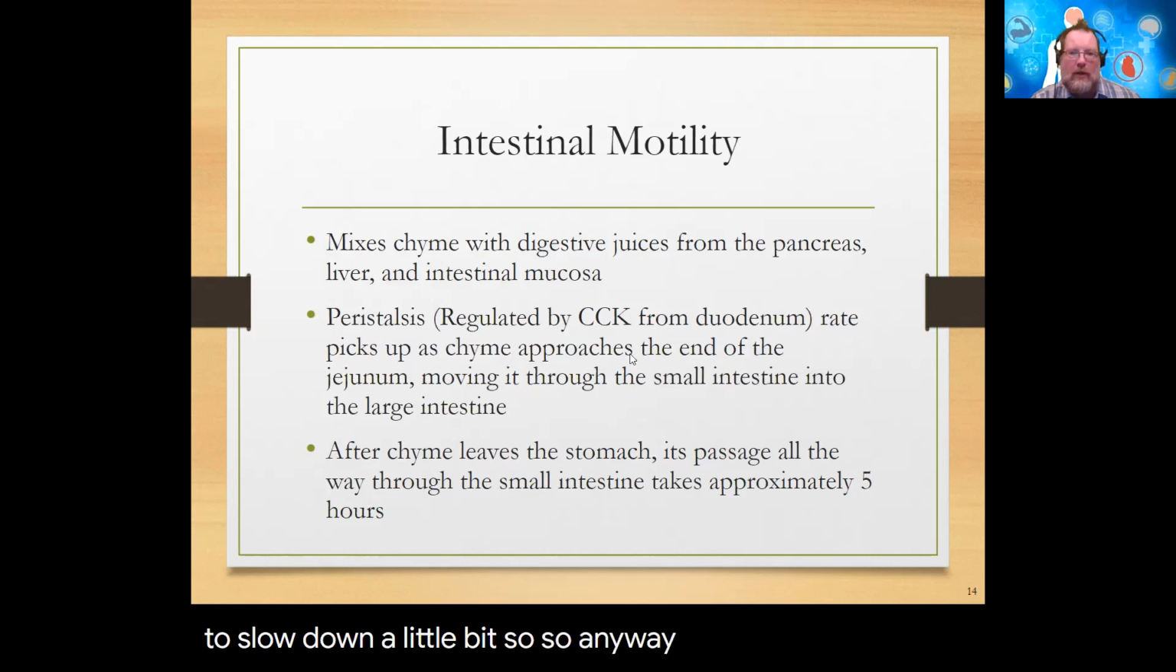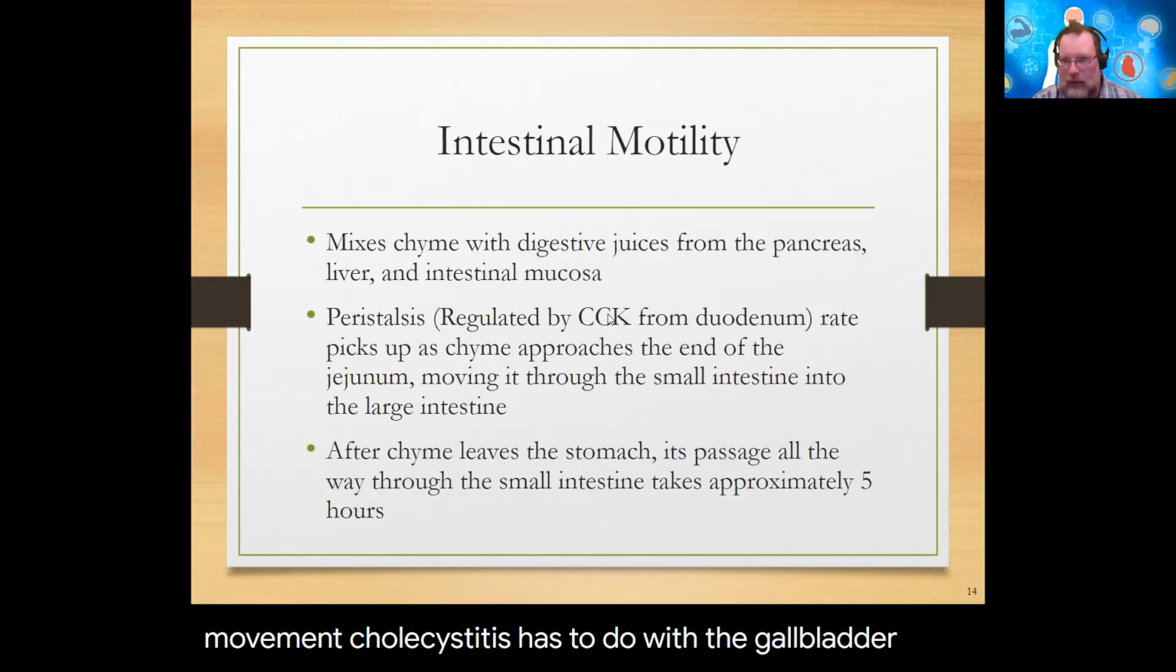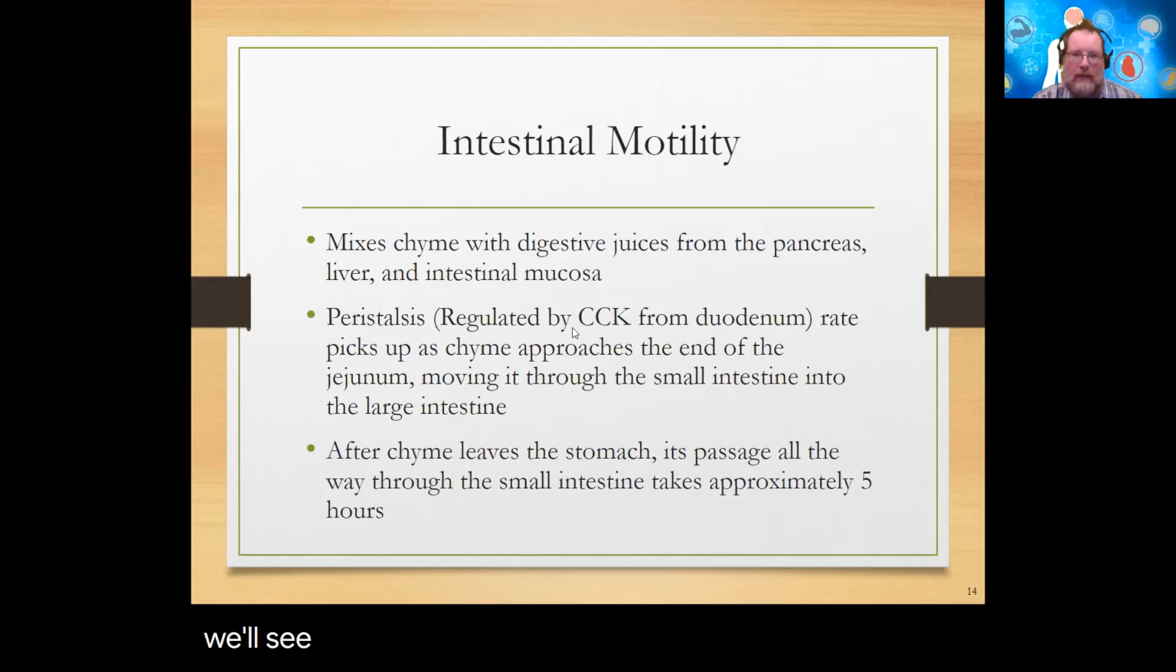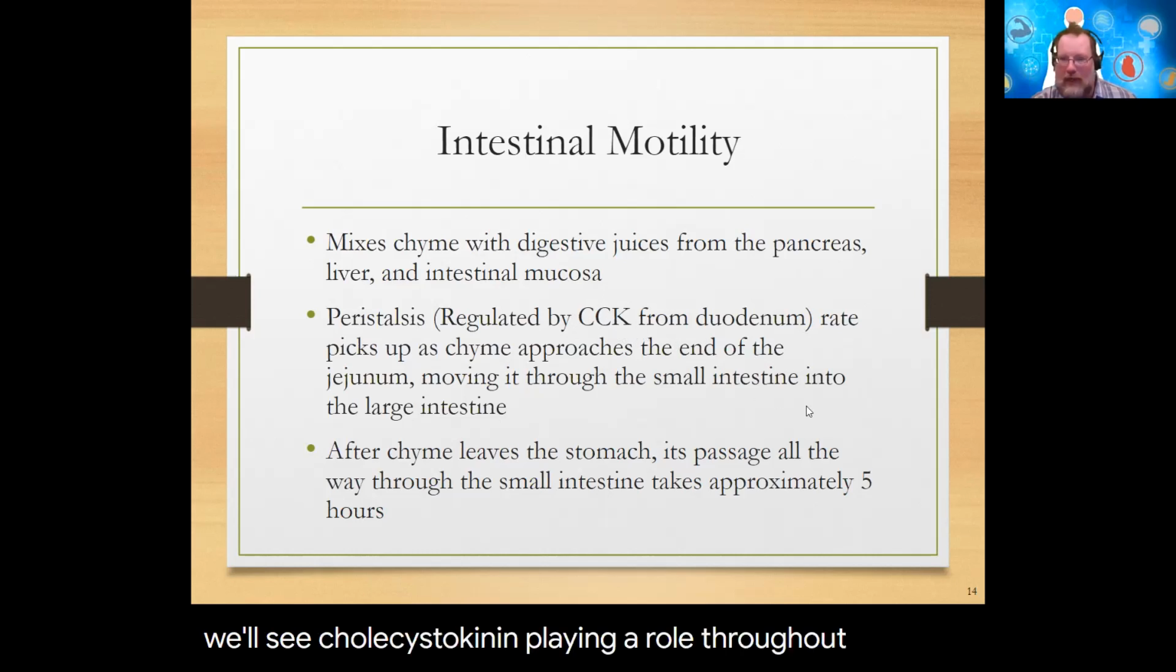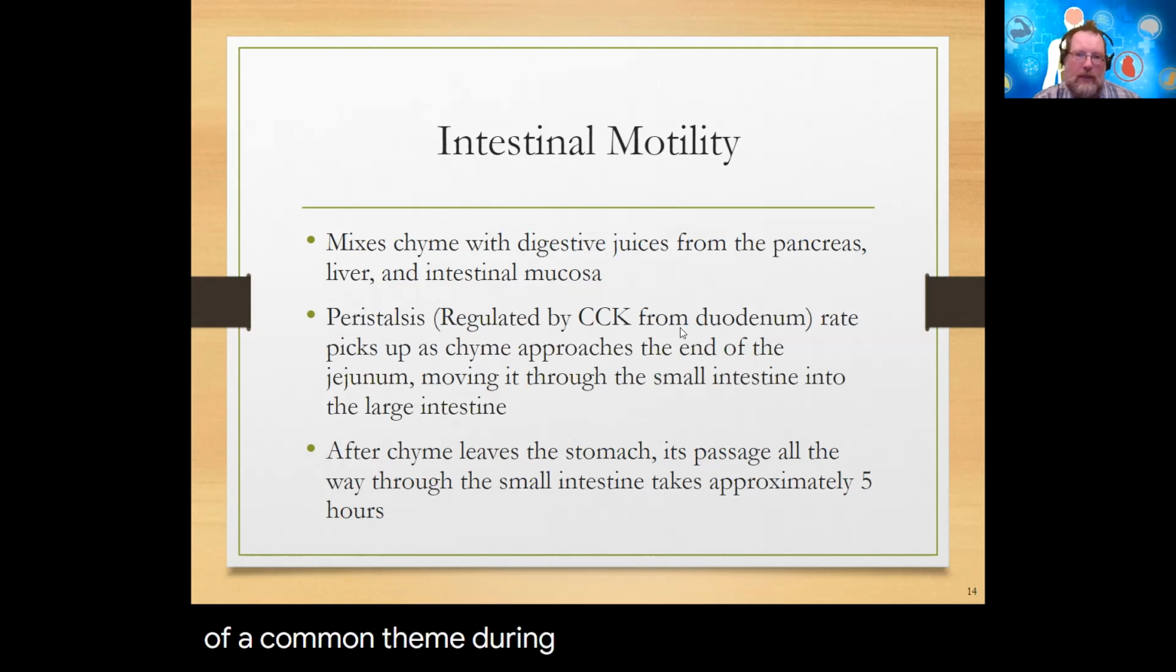Anyway, peristalsis is going to be regulated by cholecystokinin. This is a long one. That's why we do CCK. We've seen this before. Kinin, of course, means movement. Cholecyst has to do with the gallbladder. So we'll see cholecystokinin playing a role throughout. It's kind of a common theme during this digestive chapter, or this digestive competency.